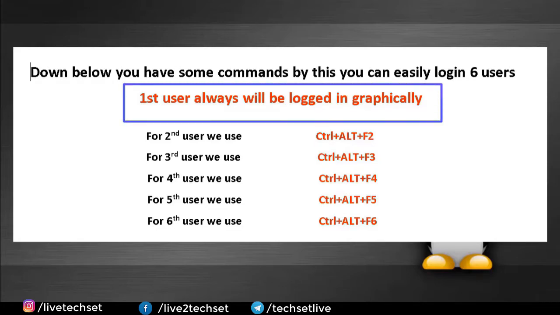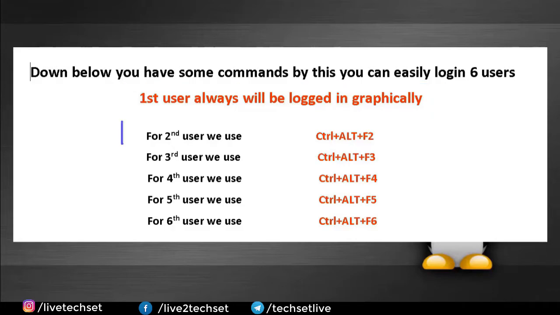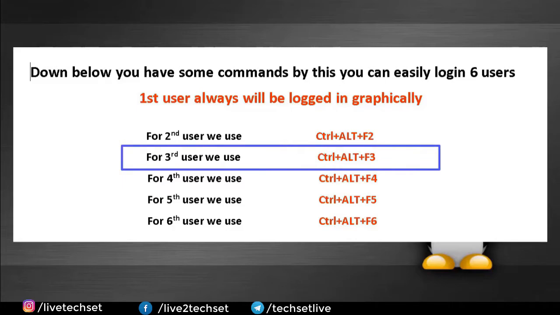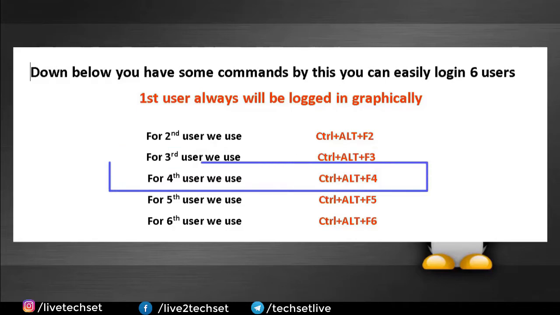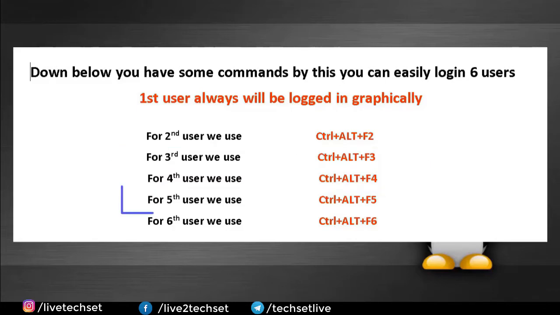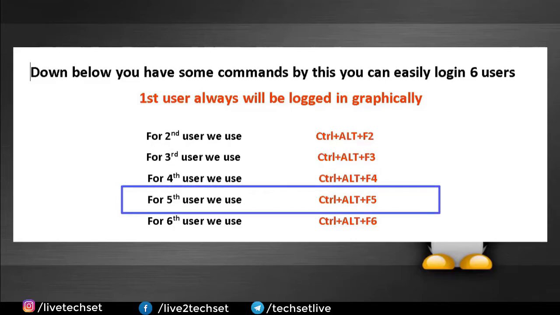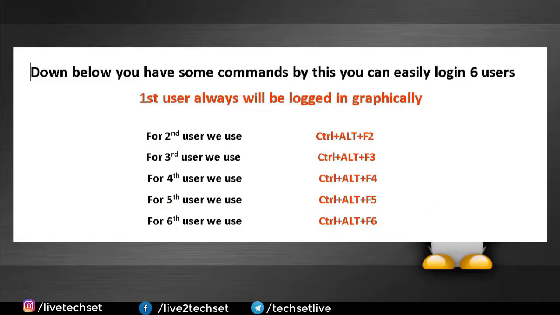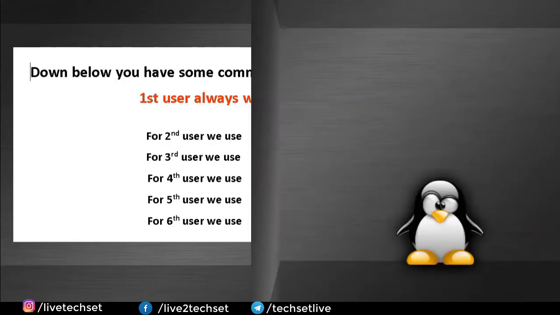If you want to log in the second user, then we need to use Ctrl Alt F2. For the third user, Ctrl Alt F3. Fourth user, Ctrl Alt F4. Fifth user, Ctrl Alt F5. And sixth user, Ctrl Alt F6. If you want to go back to graphical mode, then press Ctrl Alt F1, that is function 1. As I told you already, the first user will always be logged in graphically.